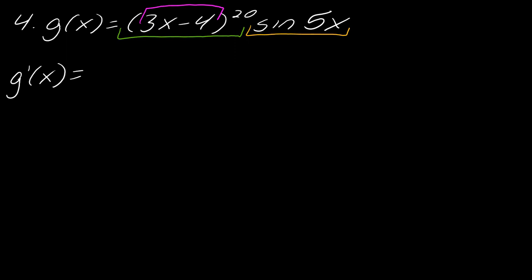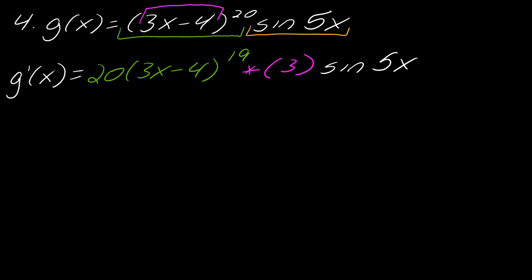So what I'm going to do first is take the derivative of the outside function. That means I'm just going to bring down the 20, leave the inside function intact, and then subtract 1 from the exponent. Now I multiply that by the derivative of the inside function, which is just 3. And this is going to be sine of 5x. So I multiply that now by the other function. I took the derivative of this one and left the other function intact. We're good to go. Now we can go to the next part of the product rule.